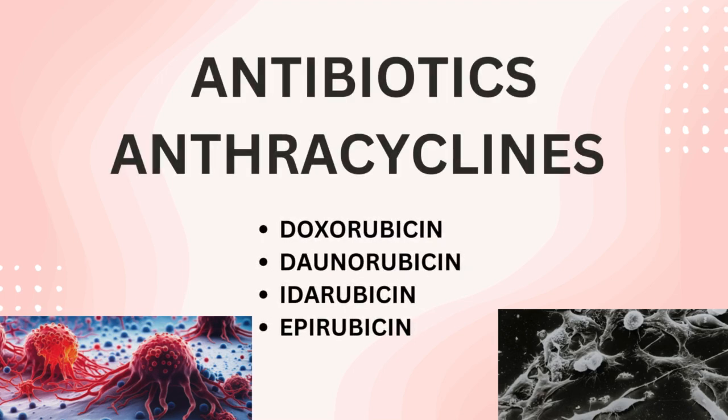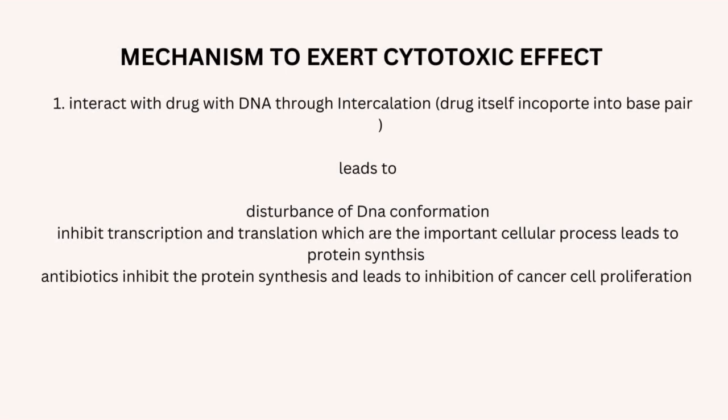So today our lecture is about anthracyclines, which are used in anti-cancer therapy. Anthracyclines perform 3 types of mechanisms. First, through intercalation, meaning they incorporate into DNA and create disturbance, inhibiting the transcription and translation processes, which are essential for protein synthesis, which assists the DNA replication, and inhibits cancer cell proliferation so that the cancer does not progress further.